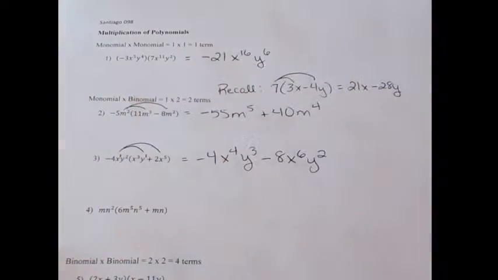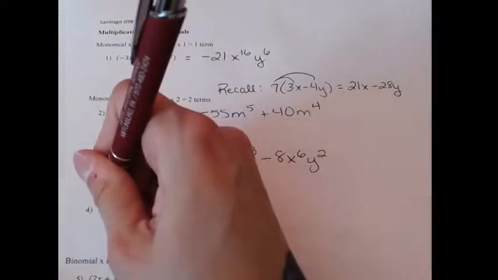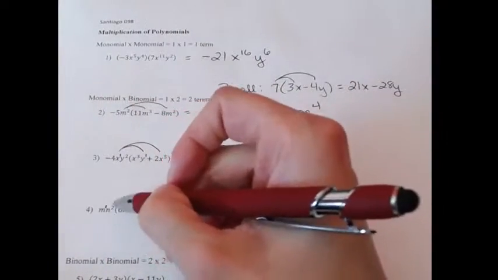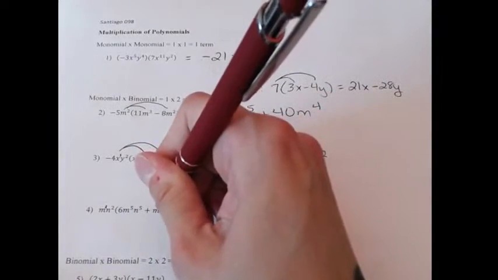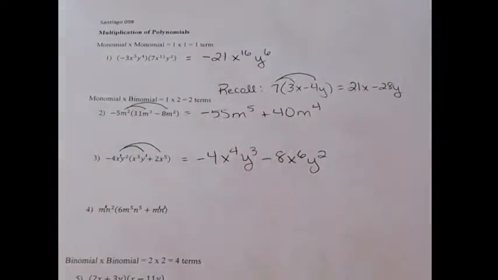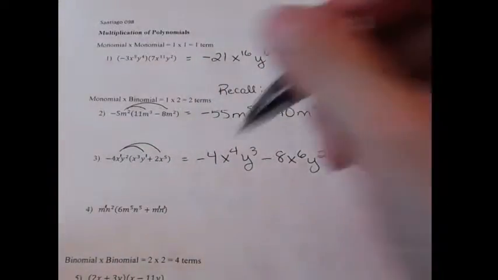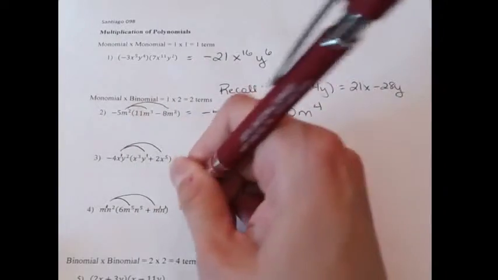So first off, notice that this m is being raised to the first power. So it's m to the first, n to the second times 6m to the fifth, n to the fifth plus m to the first, n to the first. Oftentimes, it's going to be helpful. You might as well write it in there. So we're going to distribute.